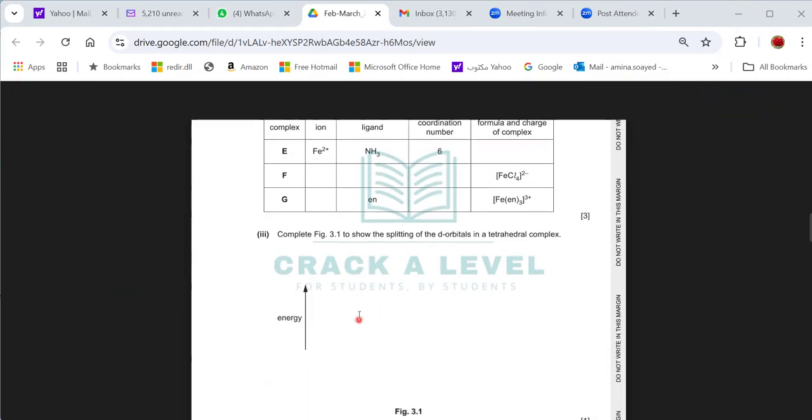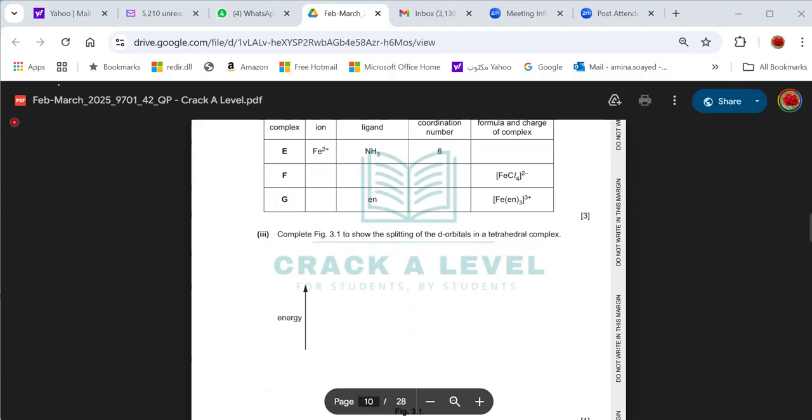Number 3 says complete figure 3.1 to show the splitting of d orbitals in a tetrahedral complex. We know that in an octahedral complex, the d orbitals split into 2 higher and 3 lower energy levels, but in a tetrahedral complex, the opposite takes place. And so we'll see that if we start with 5 d orbitals, they will split into 3 above and 2 lower d orbitals. It's opposite to what happens in the octahedral.